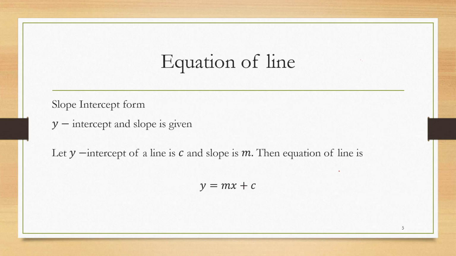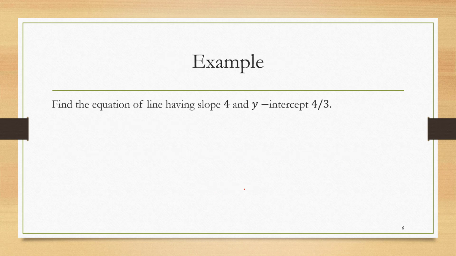Next is when the y-intercept and the slope are given. Let the y-intercept of a line be c and the slope be m. Then the equation of the line is given by y is equal to mx plus c. Let's see an example. Equation of a line having slope 4, so m is 4, and y-intercept 4 by 3, so c is 4 by 3. Then the equation we know is given by y is equal to mx plus c.